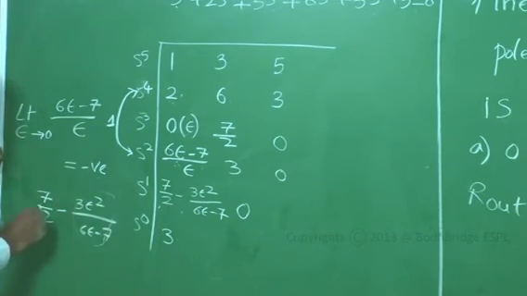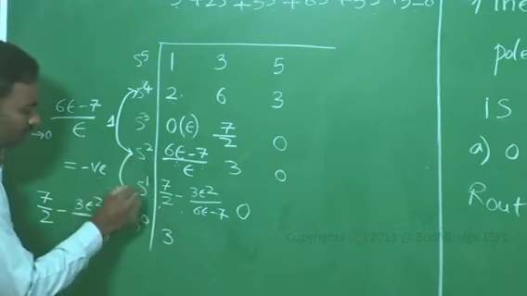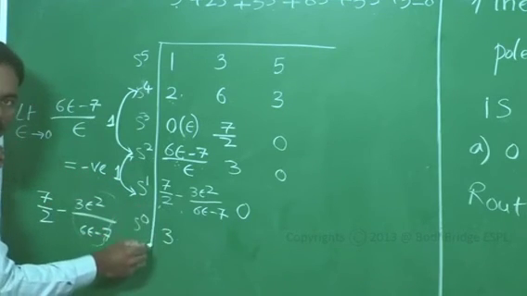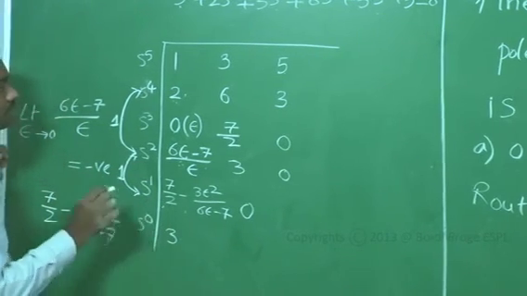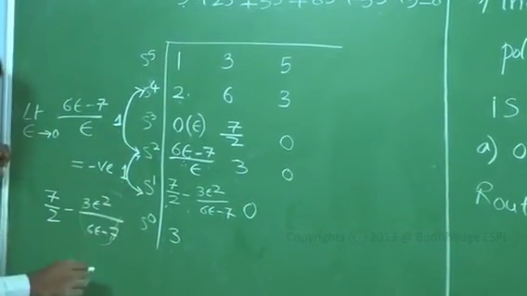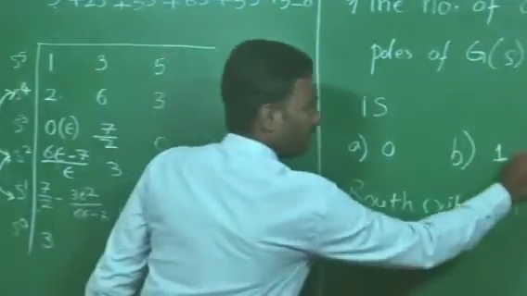So 7 by 2 is a positive number. From a negative number to a positive number, there is another sign change. This is a positive number and this is a positive number, so there is no sign change. So totally in the first column we have 2 sign changes. So the number of right half S-plane poles will be 2. That is option C.